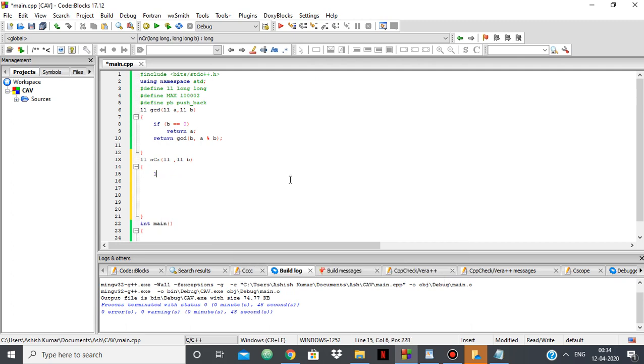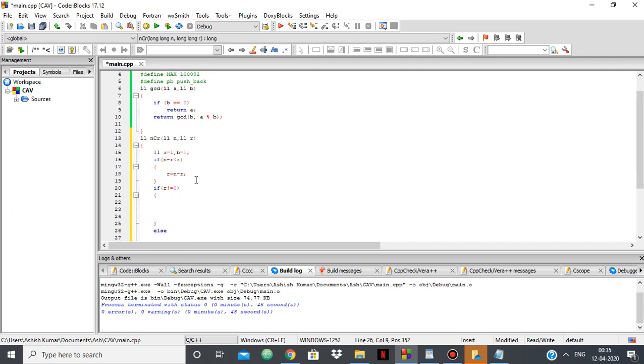For the implementation, I'll be taking LL, this is n and this is r, nCr. I'll take a equal to 1, b equal to 1. So a will be holding my numerator, b will be holding my denominator. Now you should also know that nCr is equal to nC(n minus r), my bad. So nCr is the same thing as nC(n minus r), so we'll be taking the smaller value of that. If n minus r is smaller than r, then we'll set r to that. Now, if r is equal to 0, as you know, nC0 is simply 1, so p is equal to 1 simply.